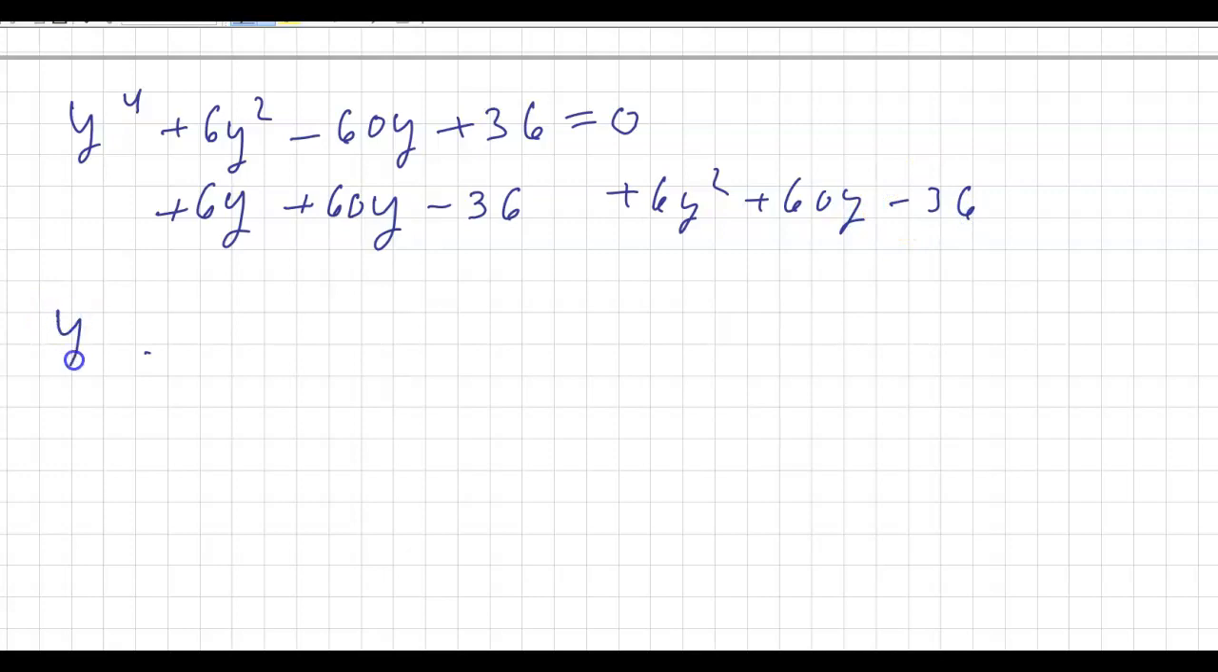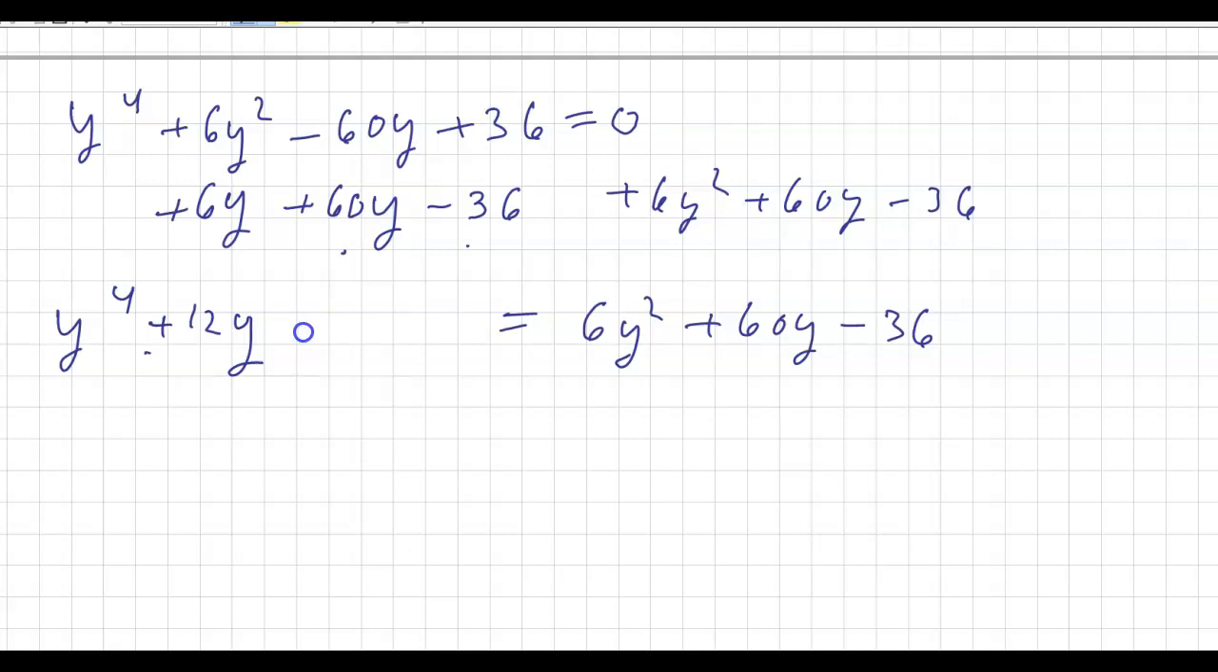Okay, what does that do? Well, the left side turns into y to the fourth plus 12y. These cancel out. And on the right-hand side, I have 6y squared plus 60y minus 36. Now, my goal is to somehow do something to both sides so that both sides become perfect square trinomials.